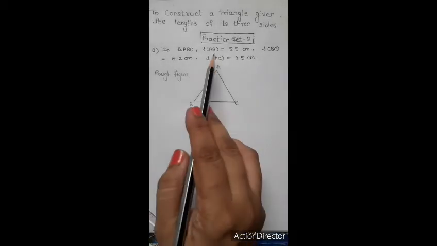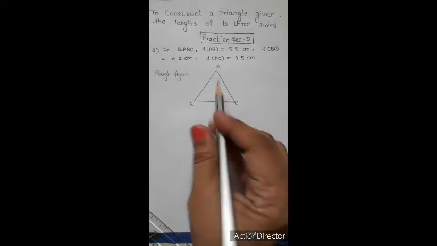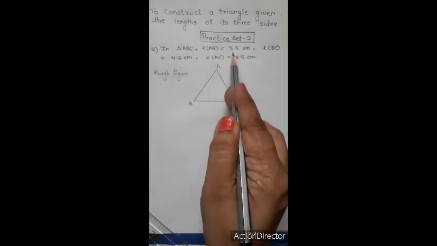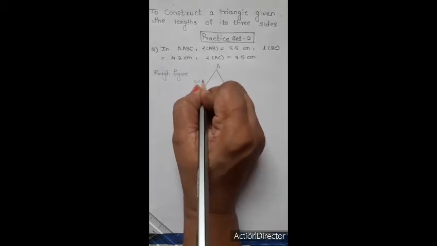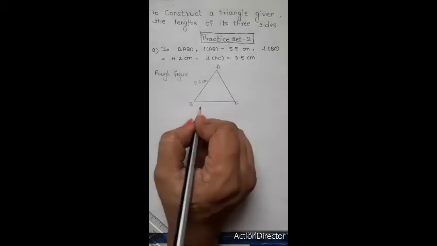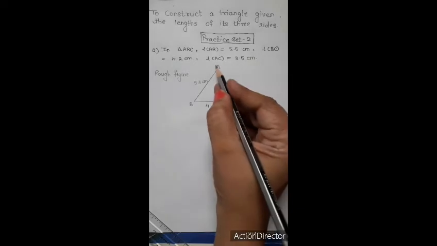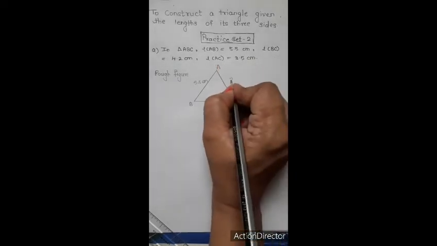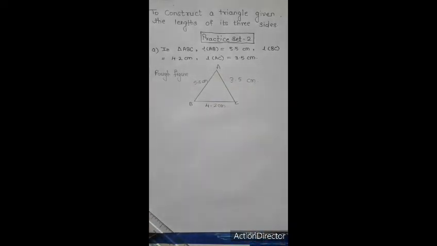Now, in the rough figure, we have to write the lengths of the sides. Length AB is 5.5 centimeters, so we will write 5.5 centimeters here. Length BC is 4.2 centimeters and length AC is 3.5 centimeters. Now, we have to proceed for the construction.